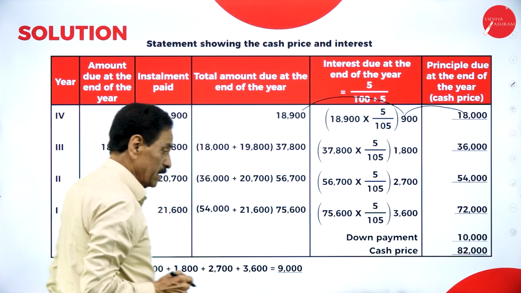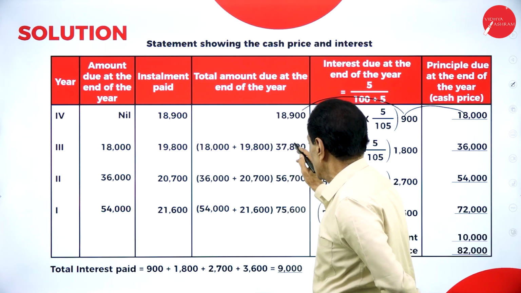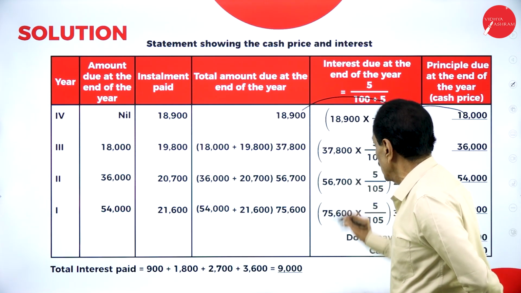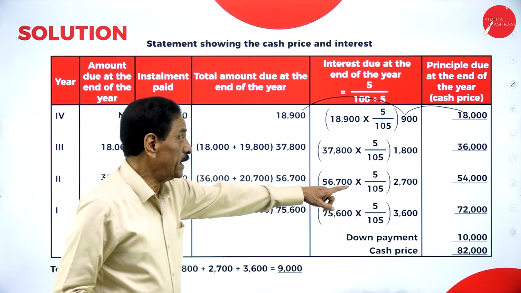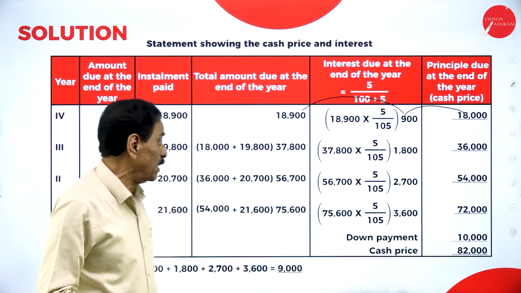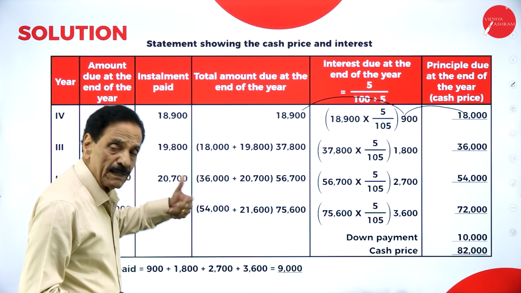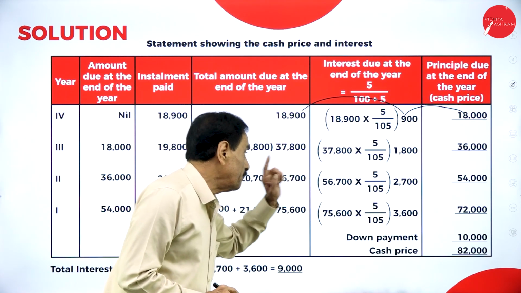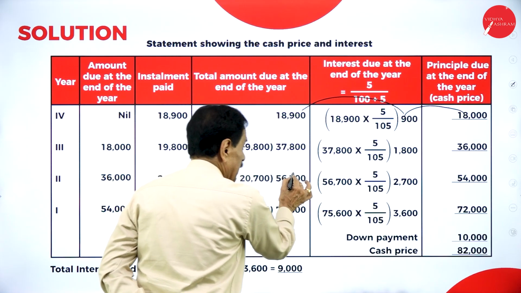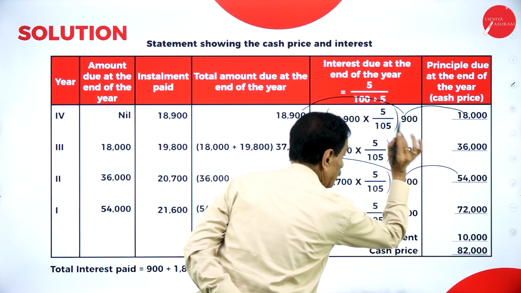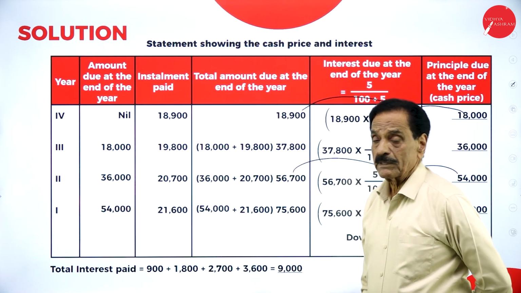Come back to 18,000. Next, add third installment, 19,800. It becomes 37,800. On 37,800, 5 by 105, 1,800. If we deduct, it becomes 36,000. Then 36,000 plus 20,700, add, 56,700. On 56,700, 5 by 105 is 2,700. Deduct, it becomes 54,000. On 54,000, installment paid is 21,600.